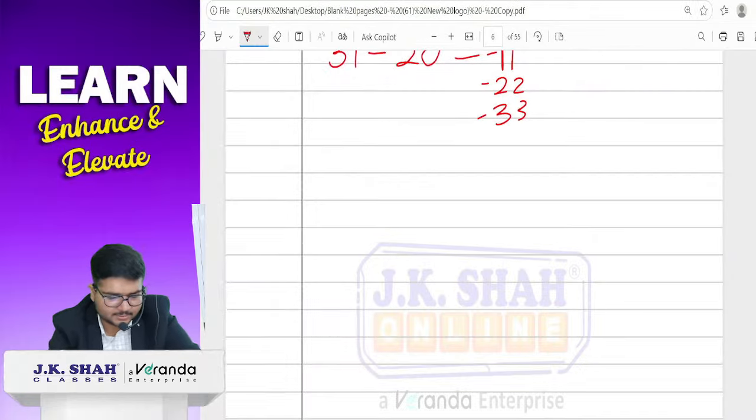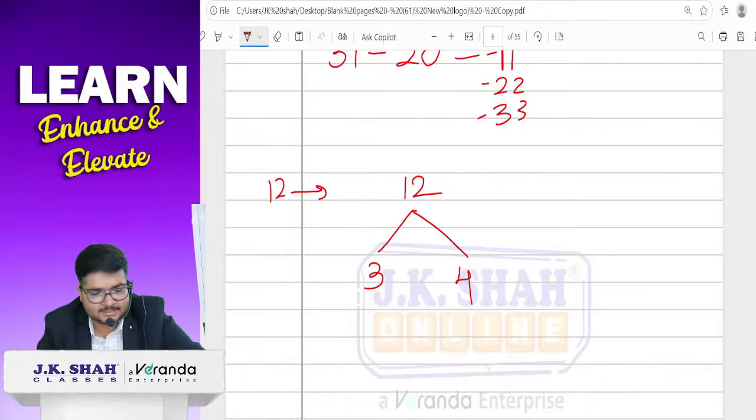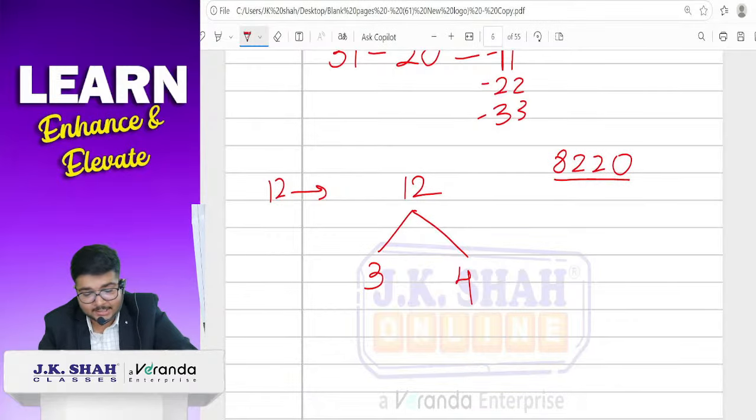Let us move forward to the divisibility rule of 12. Now the divisibility rule of 12, 12 also does not have its own trick. You have to apply 2 divisibility rules for 12, right? Let us take an example. I have to check 8220. I have to check if this number is divisible by 12 or not.